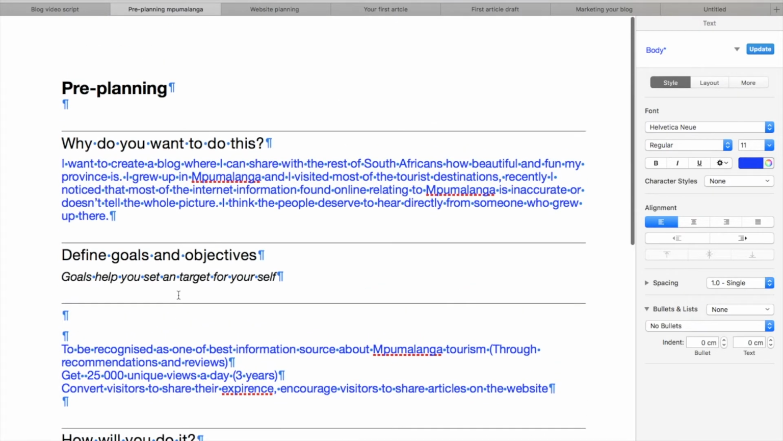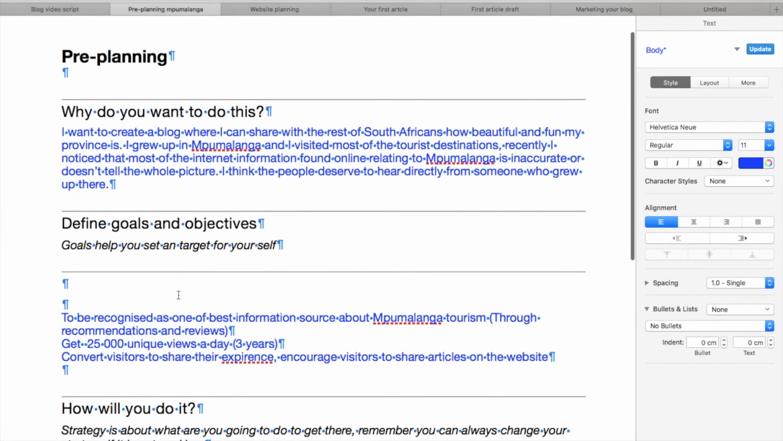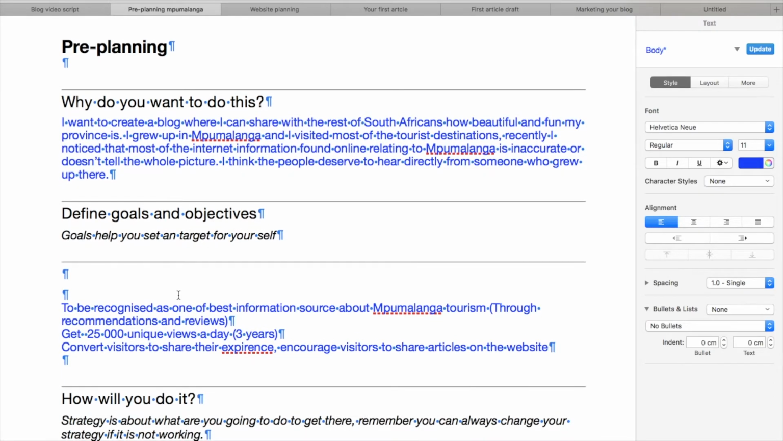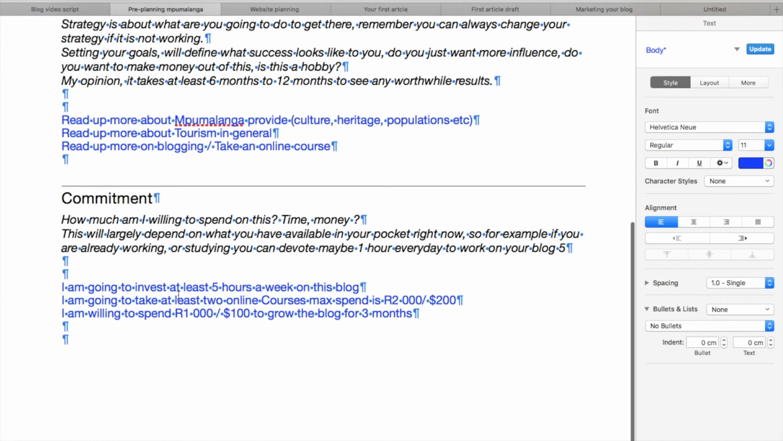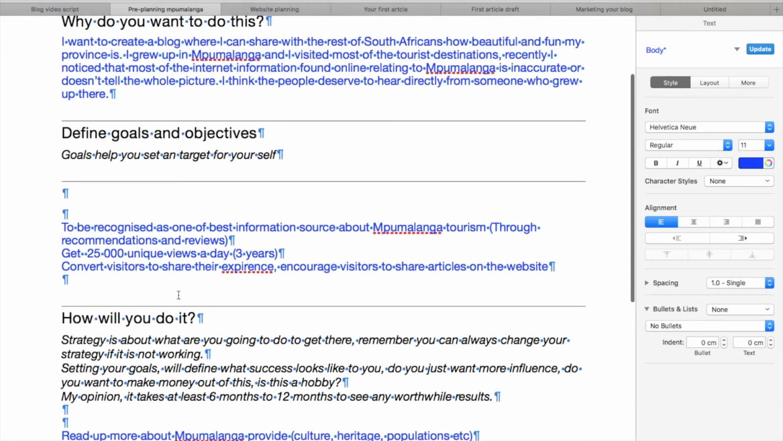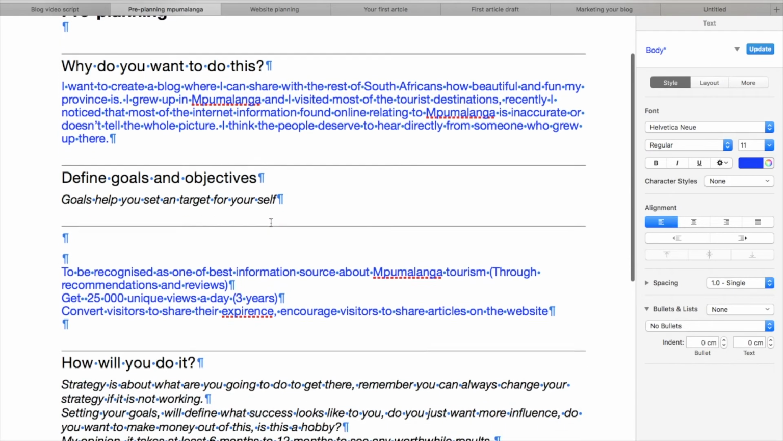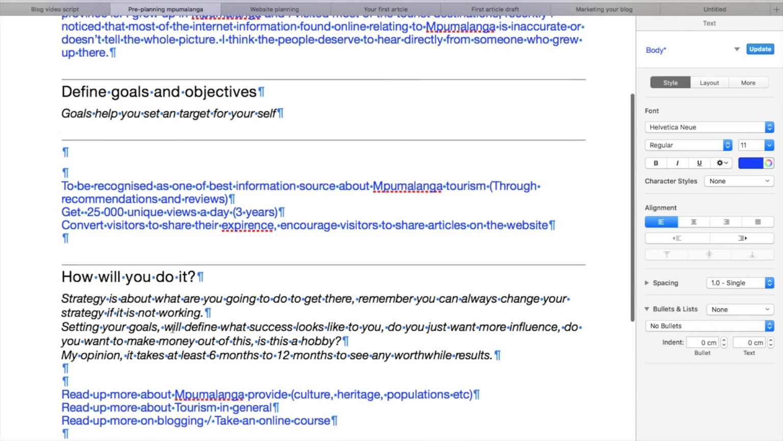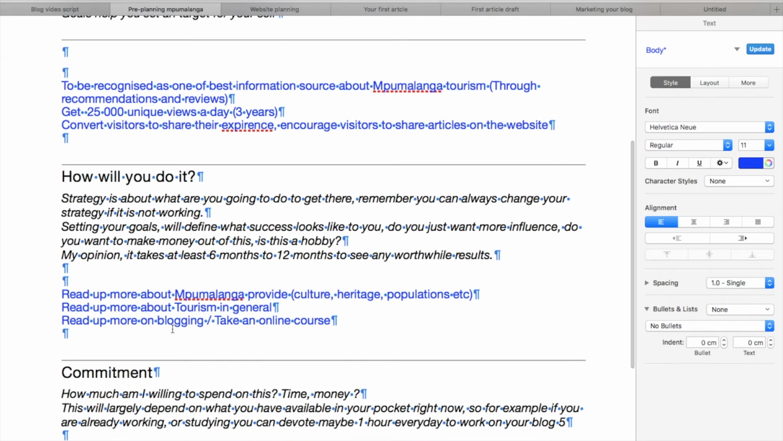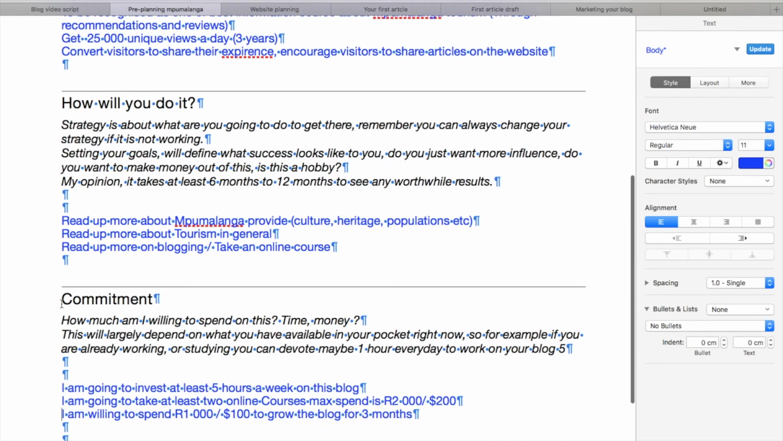So this wraps up the first lesson, pre-planning. And I hope you really fill out a document that looks something like this. So write out, why do you want to do this? Define your goals and objectives. How will you do it? That is the strategy. You don't have to go into detail. Just list the basic things you're going to do. And then the most important thing, your commitment. How much time and money are you willing to spend on this blog?